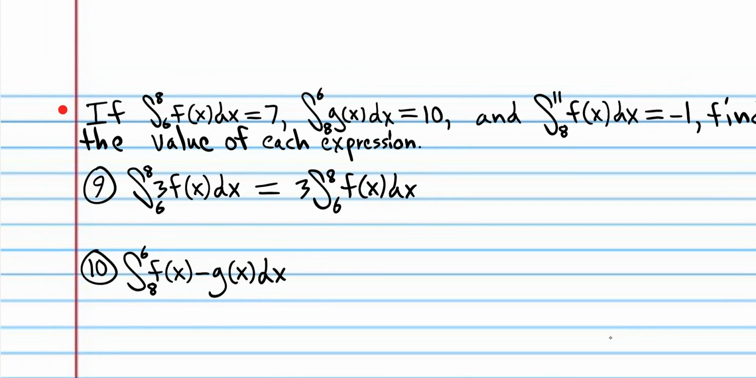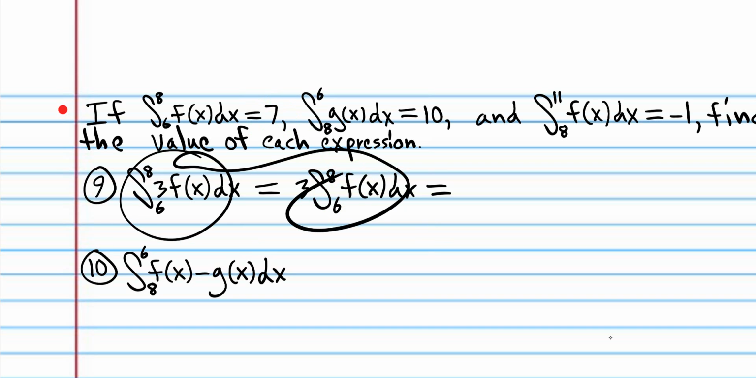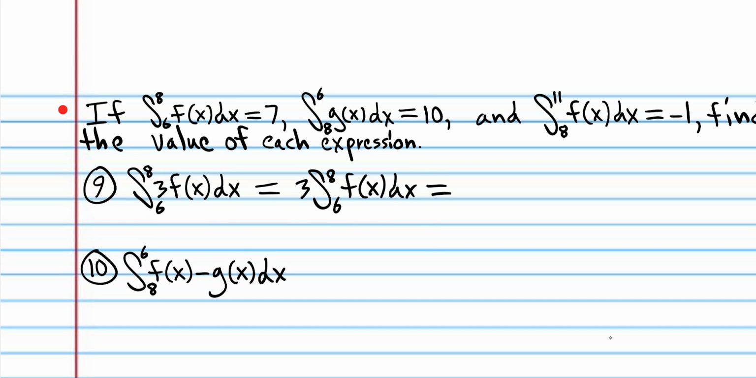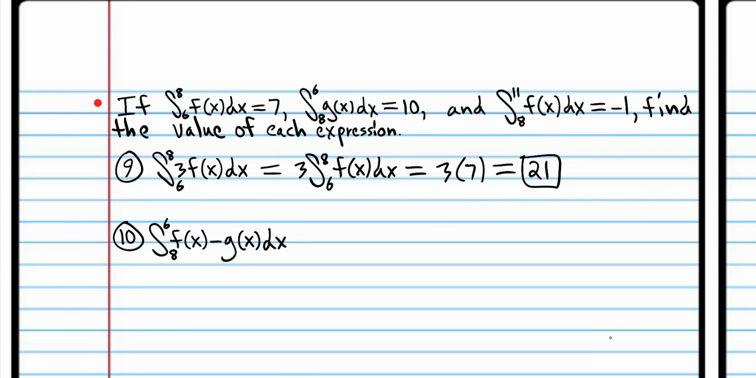The reason we took the 3 out is because we don't know the value of this expression. But we do know the value of this green expression. They actually gave us that. That is 7. So if this expression is just 3 times the integral of f of x from 6 to 8, then we can find the value of our original expression. That's just going to be 21, because this expression here, again, that's 7.